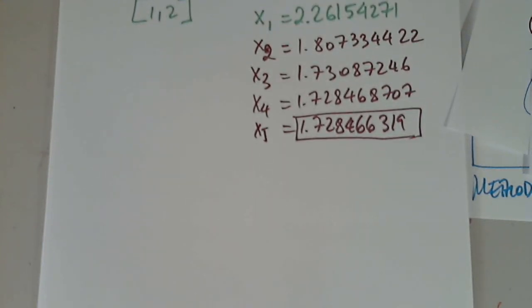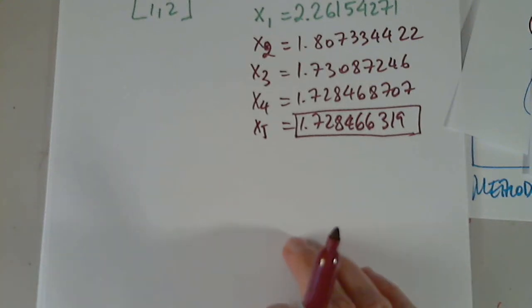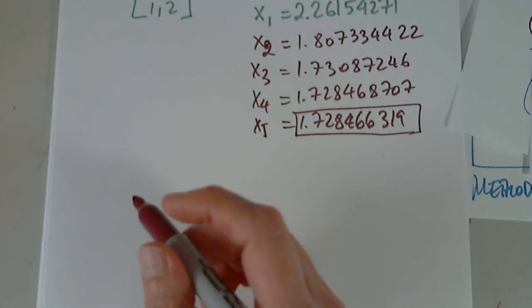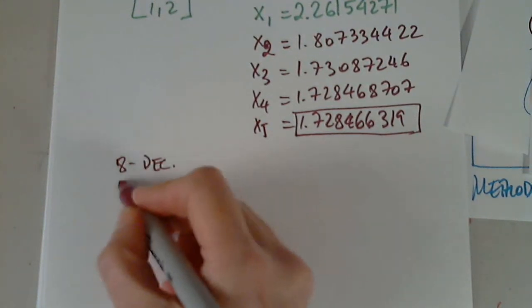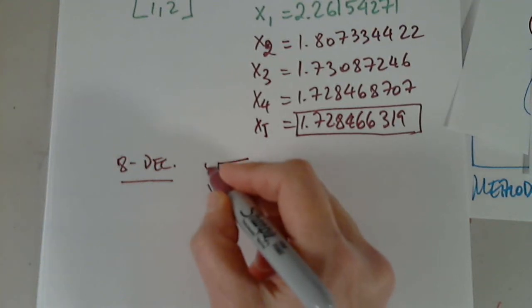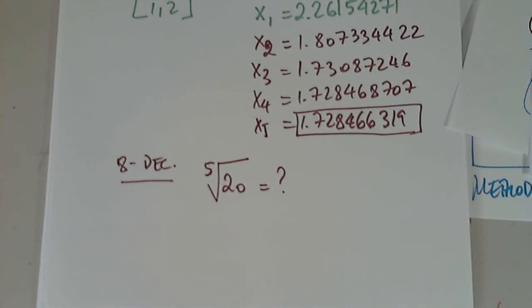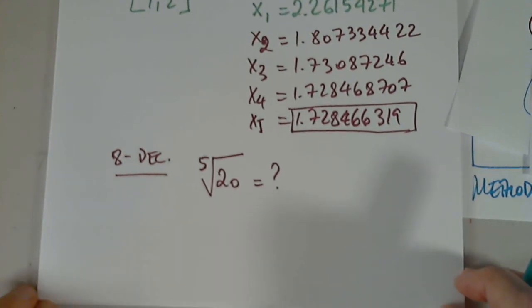Okay, here's an example, an application basically. It says, use Newton's method to approximate the given number correct to 8 decimal places. So 8 decimal places again. And they want us to approximate the 5th root of 20 using Newton's method. What is that? How will I even start approximate? What is the function? I can't use Newton's method if I don't have a function. What is this? Okay, so here's the idea.